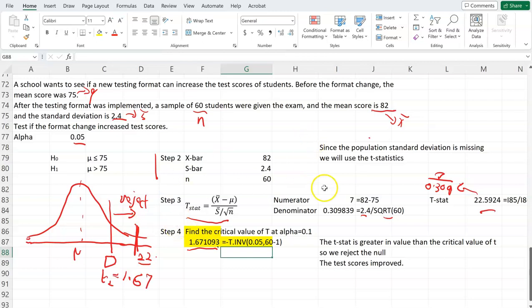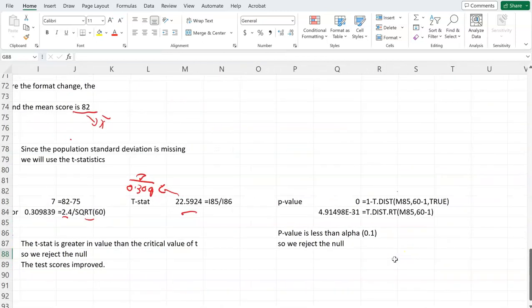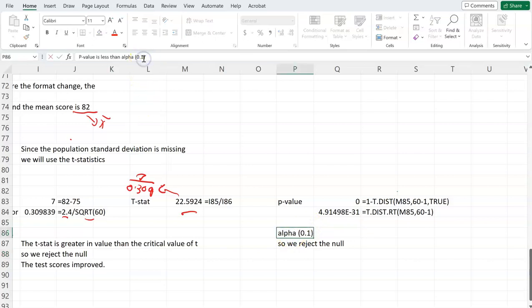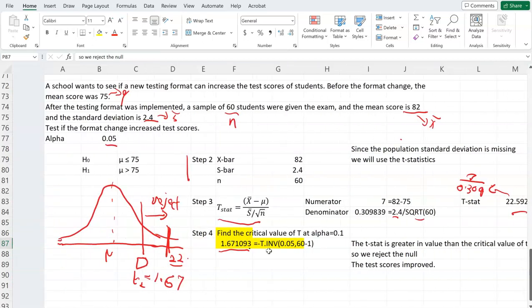And my t-stat is way higher, so I would just say that the t-stat is greater than the critical value. So we reject the null. Here too, since the p-value stays the same, I just need to update what the alpha is. So the alpha is, we used 0.05. And I still find the p-value is less than alpha, so we reject the null.